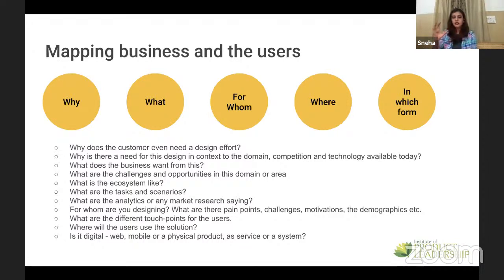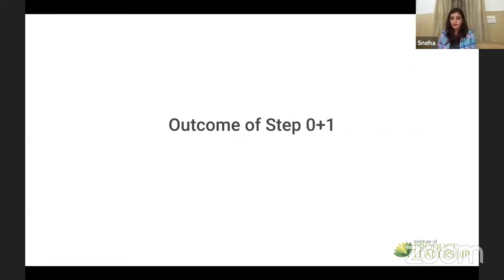Get a holistic view of what they are really wanting to build. Don't jump the gun and just start on something. So start mapping your business and your users. And this is exactly the starting point for it. Once you're done with this, we're done with step 0 and step 1.